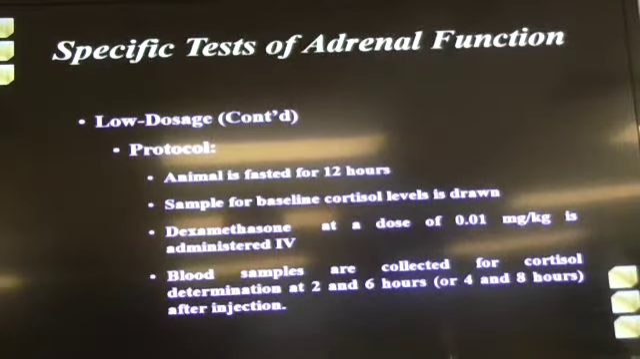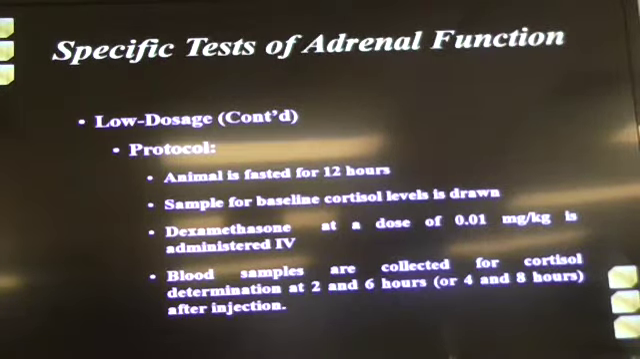You can go through the protocol. I'm not going to, I don't ask you all about protocol, do I? No. No, but this is for your information. But what do you have to make sure you draw before you do any of these tests? You have to have a baseline cortisol, because what are you going to compare it to if you don't? So remember, you always have to draw a baseline cortisol. And you try to keep the animal as calm as possible, so you don't get too much of a stress response in those animals, okay?